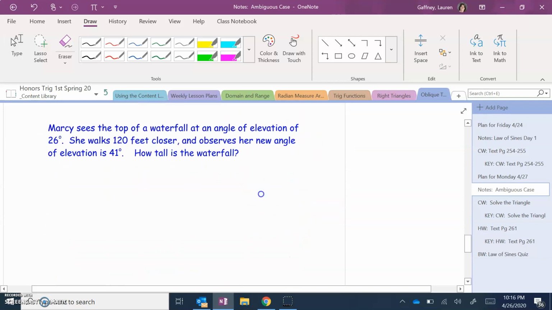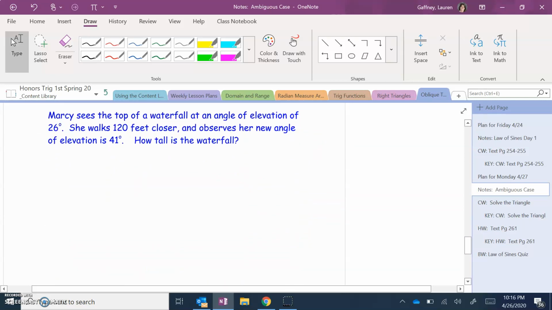Okay, let's do one word problem related to this. So Marcy sees the top of a waterfall at an angle of elevation. So here's my waterfall. All right, here's Marcy. Let's assume that's straight up there. Okay, so here's Marcy, and she sees it at an angle of elevation of 26 degrees. She walks 120 feet closer. Let's make this part, just this part right here, 120 feet.